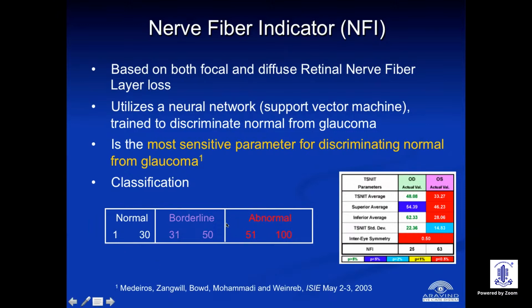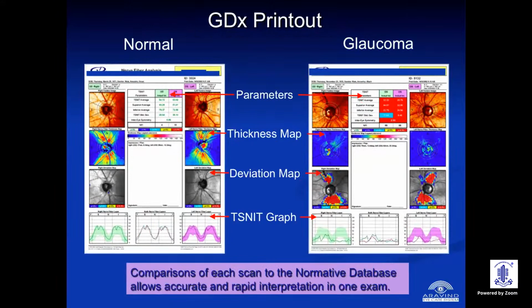Values falling below 30 are classified as normal. Values between 31 and 50 borderline. And values above 50 are classified as abnormal. So even though it is just the RNFL thickness that is being evaluated, this format of comparing each scan to the normative database allowed easy and accurate interpretation in one examination. This was the advantage of the GDx VCC.